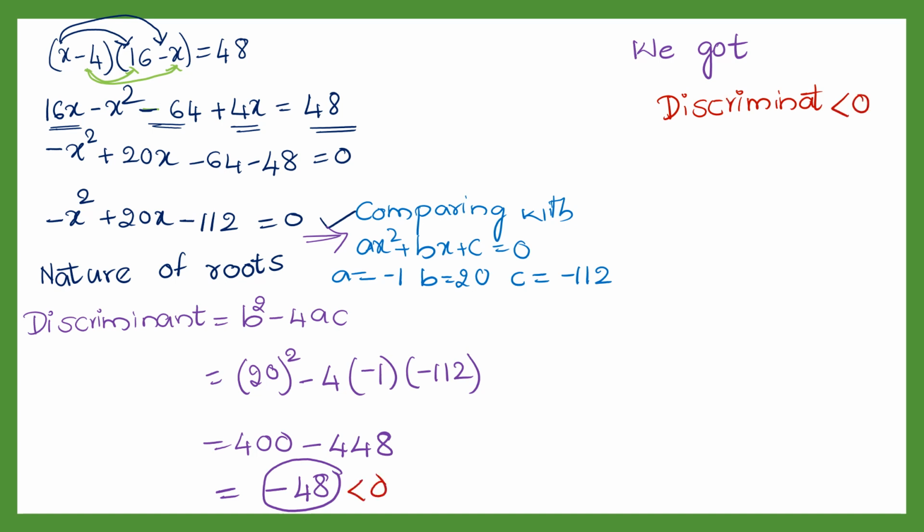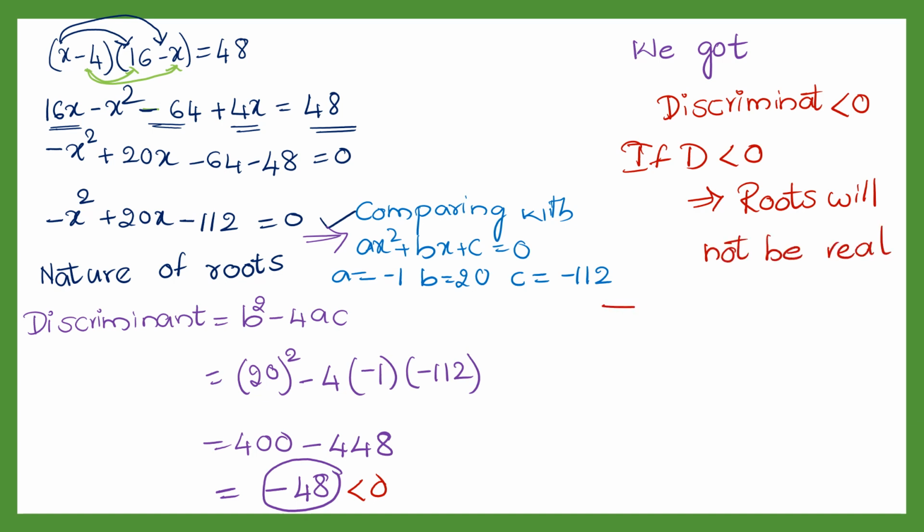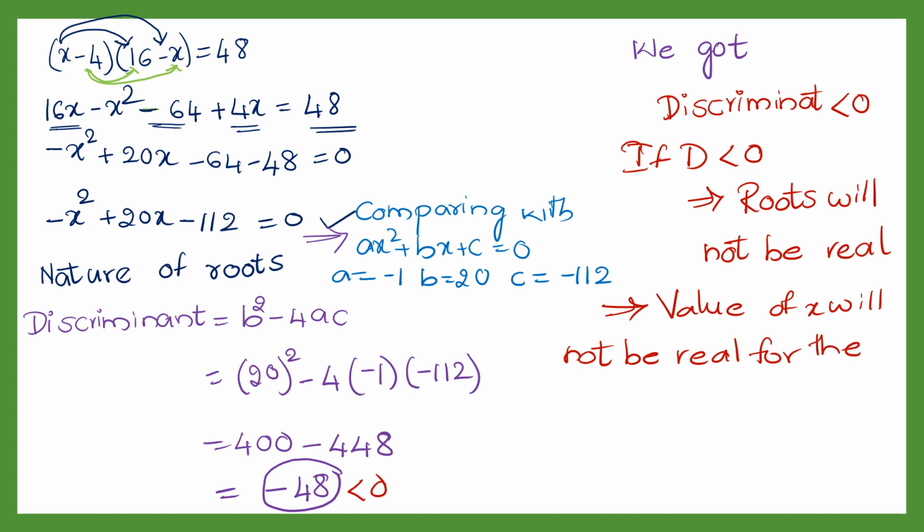We already know that if the discriminant D is less than 0, roots will not be real. Roots mean what? Value of x. The value of x will not be real for the given quadratic equation.